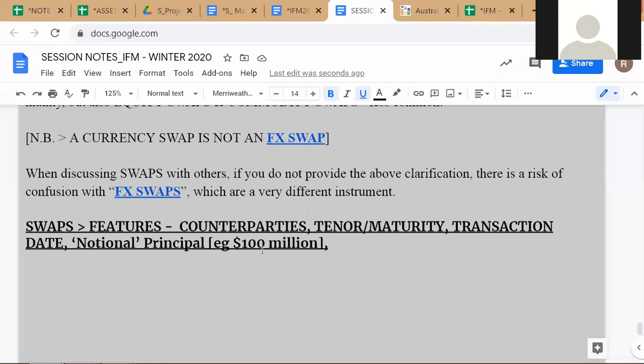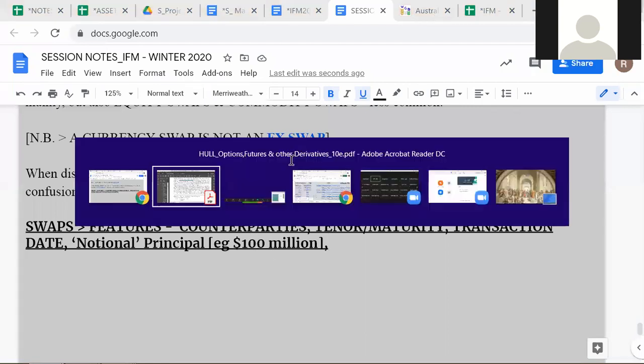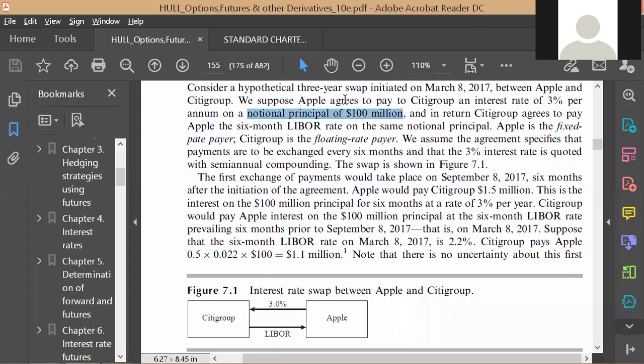Whatever the amount, in this case it's 100 million. It could be anything else. Now notice one thing here: because it's a type of contract, as opposed to an option contract or a futures contract, it has its own peculiar kind of terms. Every contract has its peculiar kind of terms. So what are the terms of the contract?